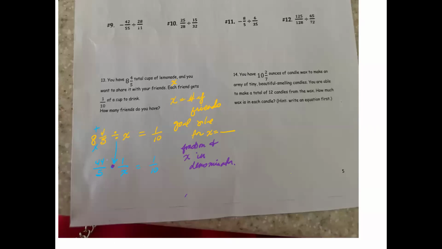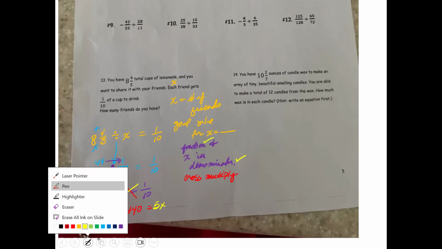So you're multiplying. If you multiply fractions, don't you just multiply across? Let's just do that. 44 over 5x equals 1 over 10. What do you do whenever you have an equal sign with two fractions? Cross multiply, right? That will give you 440 on one side, and this will give you 5x.